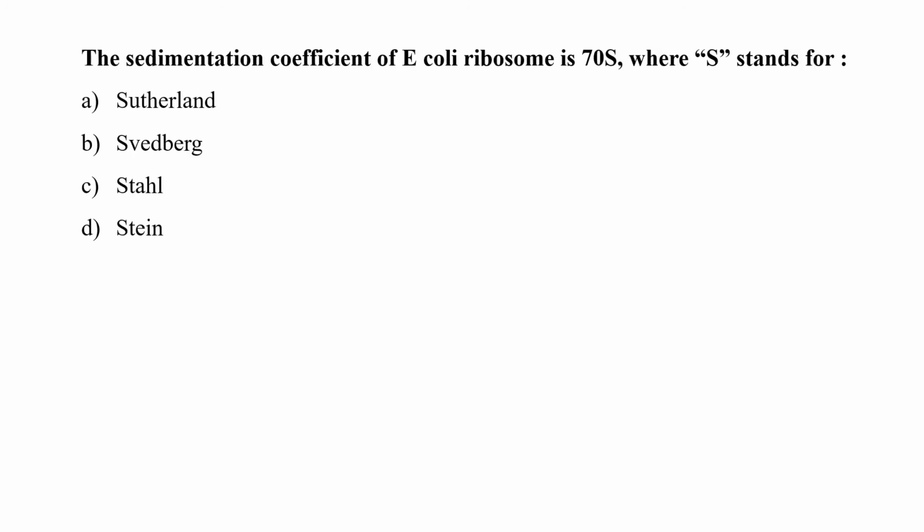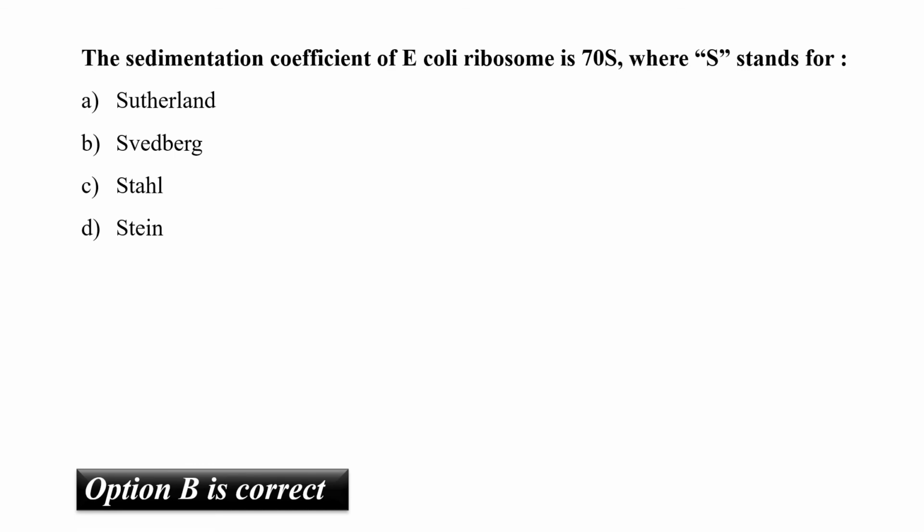Our next question is, sedimentation coefficient of E. coli ribosome is 70S, where S stands for Svedbergs, a unit used to measure how fast a molecule moves in the centrifuge. A particle's mass, density, and shape determines its S, or the Svedberg's value. So the correct answer here is option number B.